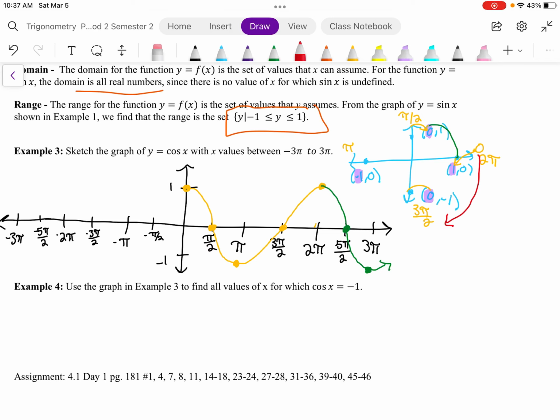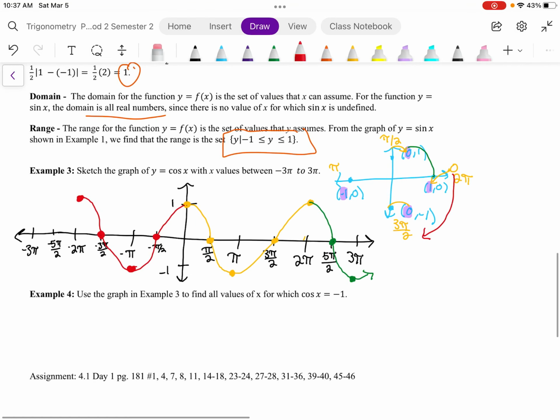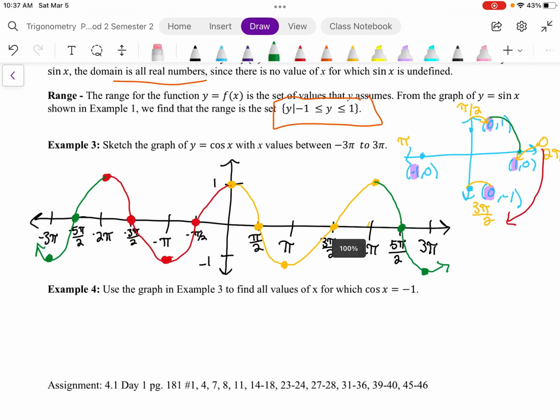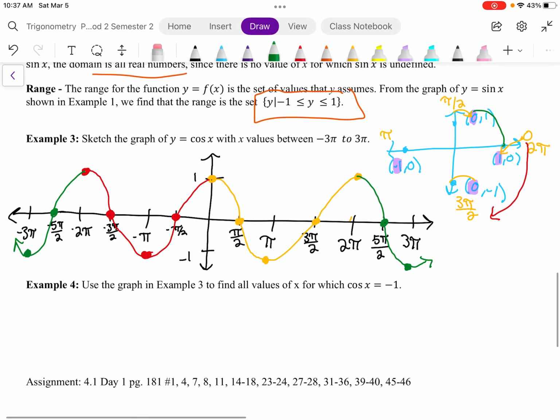So negative pi over 2, the cosine of that is 0. Cosine of negative pi is negative 1. Cosine of negative 3 pi over 2 is 0. And the cosine of negative 2 pi is 1. So that is another full distance around our unit circle. And if we were to continue, we would just follow that pattern, working our way around that unit circle. And that is what our graph should look like, going from negative 3 pi to 3 pi when we graph y equals cosine of x.